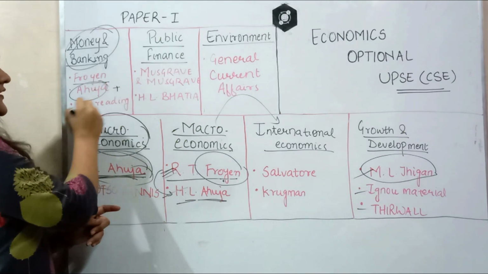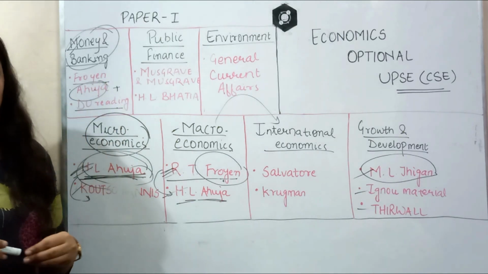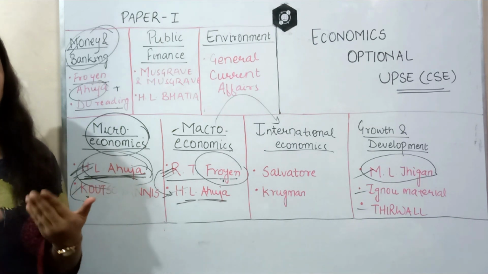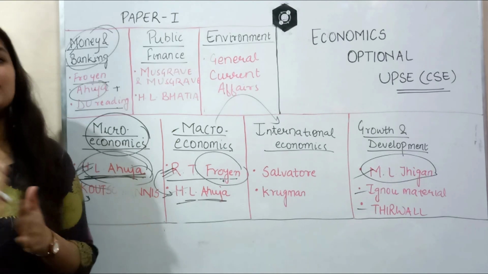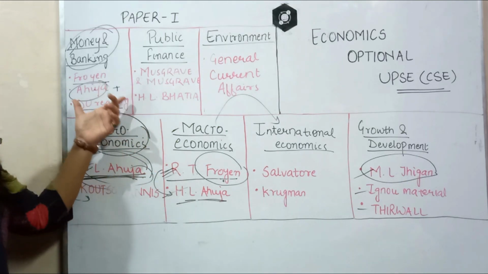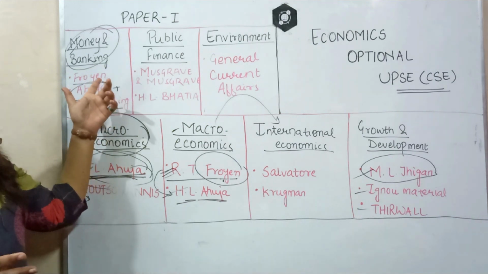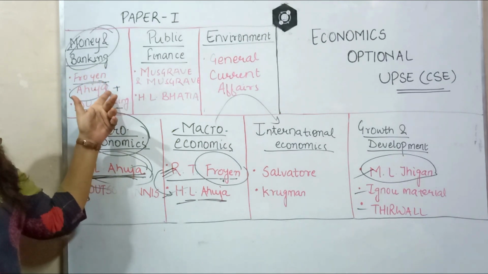And plus the DU reading. In economics honors 5th semester, we have one reading on money and banking, so you can refer to that for clearing your concept regarding the multiplier. For clearing the multiplier concept, this will be useful. Otherwise, for basic concepts like demand for money, Froyen or Ahuja would be fine.